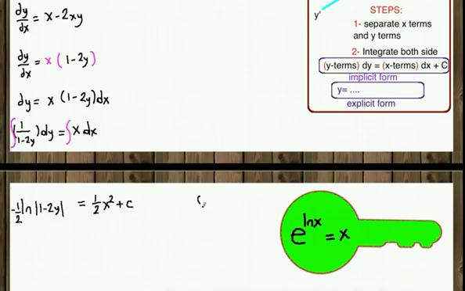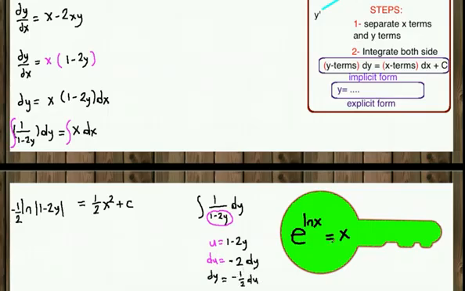Let's do it here. Integral of 1 over (1 minus 2y) dy. We're going to call this part of the integral u. So u equals 1 minus 2y. Then du is the derivative of 1 minus 2y. The derivative of 1 minus 2y is negative 2 dy. And if we solve for dy, we get dy equals negative 1/2 du.